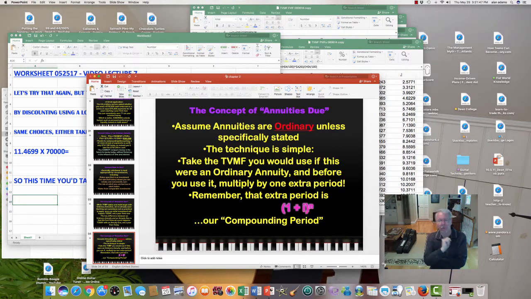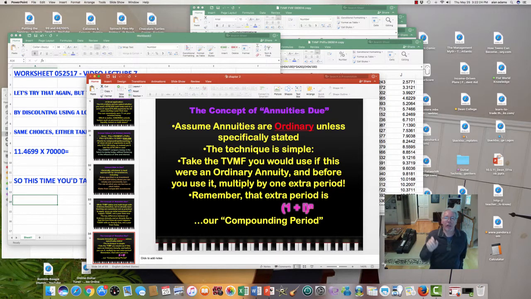3 or 4. And you're going to look up the number, the right column, the right row, and grab that factor. But before you use it, before you apply it, you're going to do one little thing to it. You're going to multiply it by one additional compounding period. What is that? It's that magical number, 1 plus I. The magical number is 1 plus I to the nth power, but because it's one extra period, n is 1, you can ignore the exponent, because anything to the first power is the thing itself.